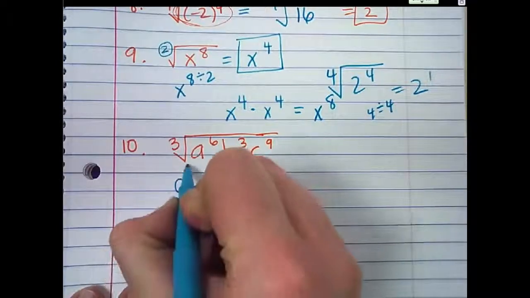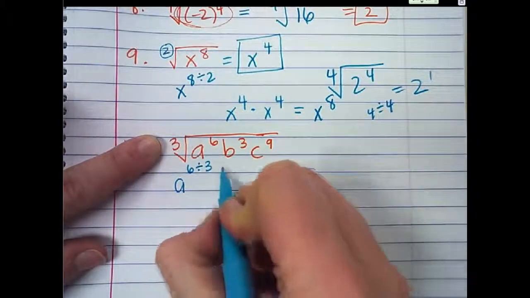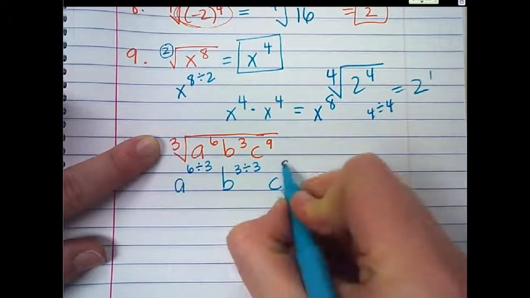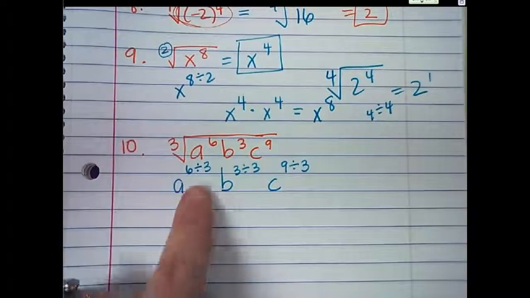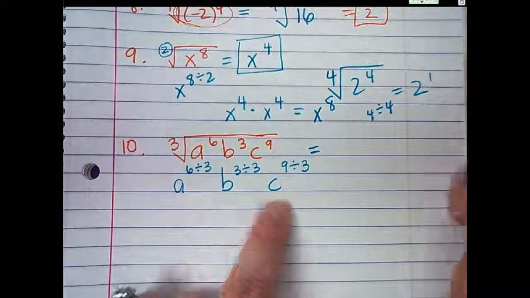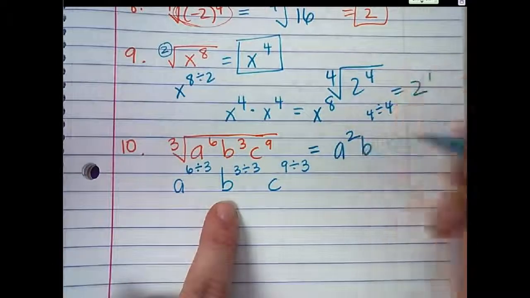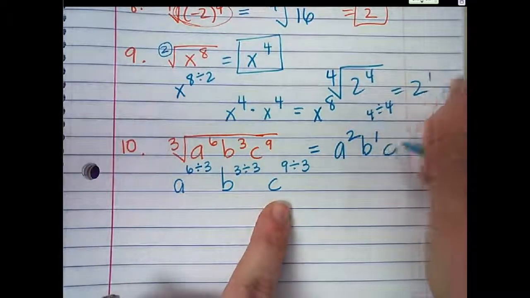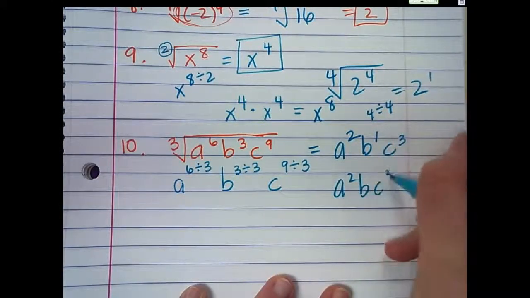I'm going to write it here so you can see what I'm doing. I'm going to do 6 divided by 3, 3 divided by 3, and 9 divided by 3. If it helps to write this, write it. If you don't need it, then don't do it. So this will be A squared, B to the 1, if you want to put the 1 you can, and then C cubed.